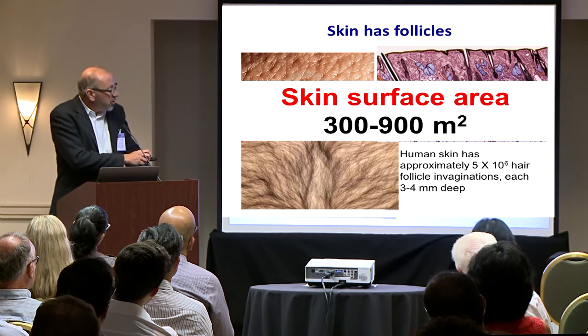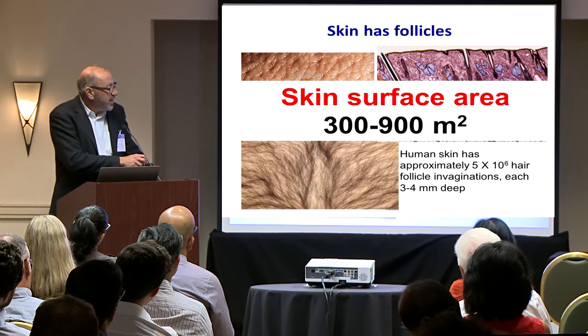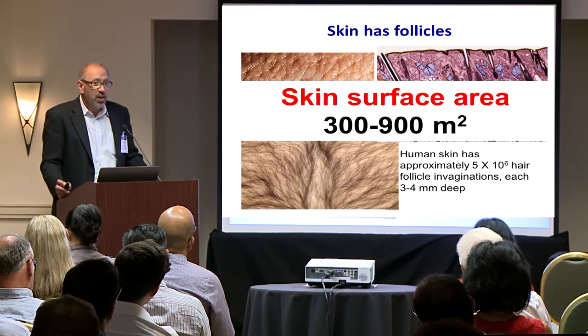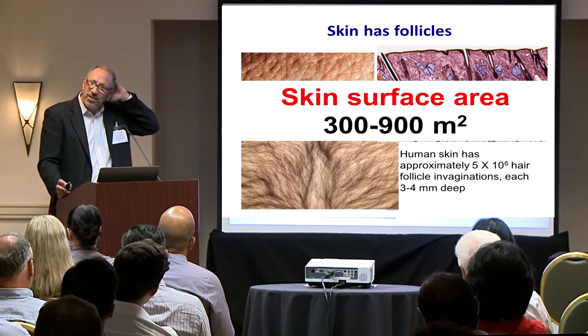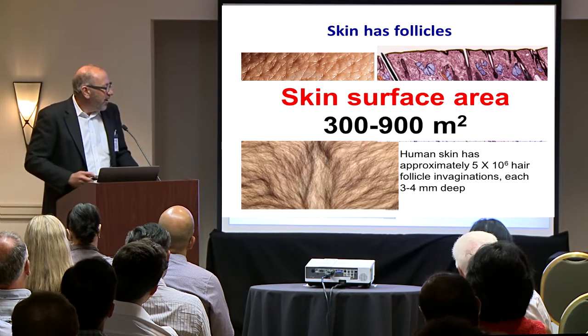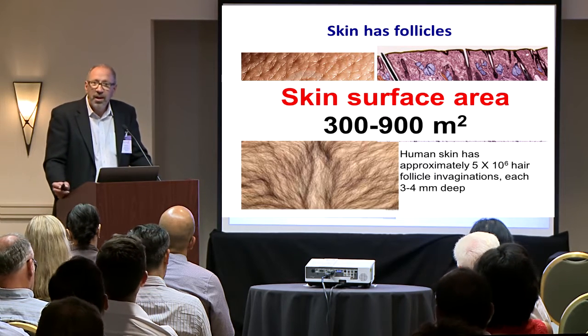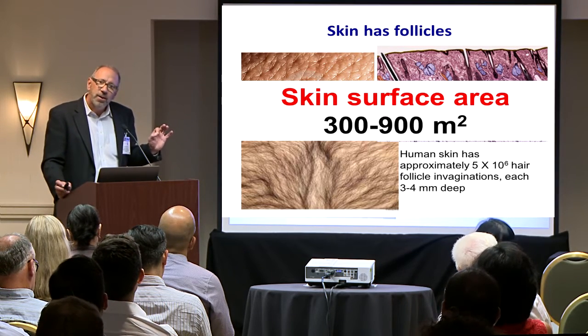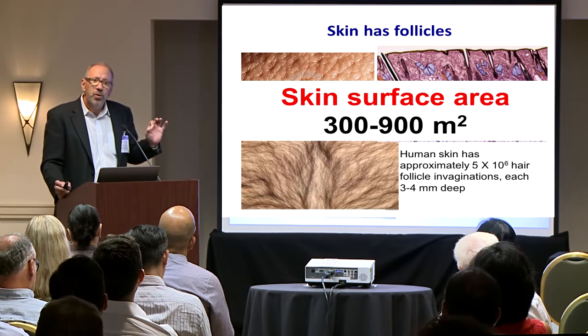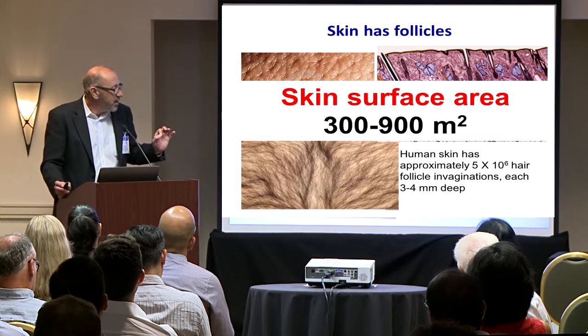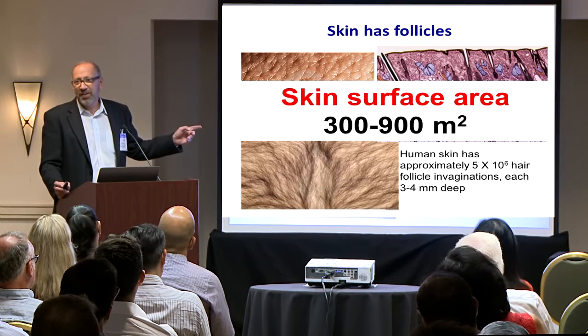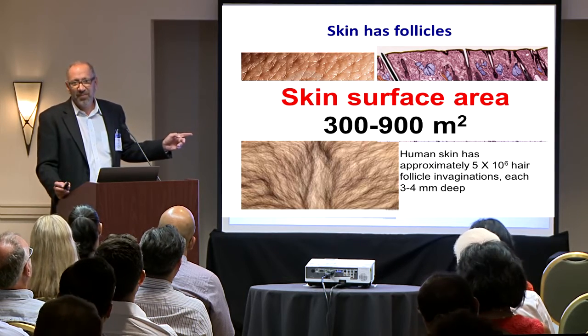And the rough calculations are that the skin has about 5 million hair follicles. Even in my head, I have a lot of follicles, although not so much hair anymore. And the invagination of those follicles are about 3 to 4 millimeters deep. And if you take that into account as an epithelial surface area, which it most certainly is on the skin, that's the surface area of human skin. So, it's a rough calculation, but it's at least as large as the gut, perhaps 2 to 3 times larger.